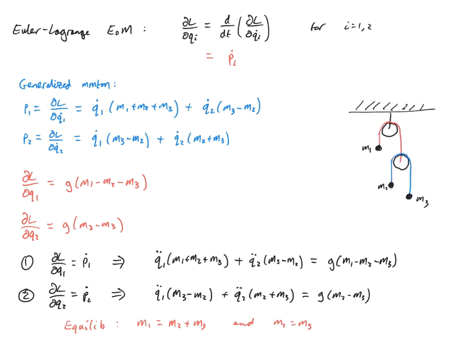If I remind myself of the physical setup, which I've drawn again here, you see that if m2 and m3 collectively add up to m1, then that means that this pulley is balanced. Likewise, if m2 is equal to m3 as well, then this pulley is balanced. So you see that equilibrium condition very naturally in these equations that I've written down here.